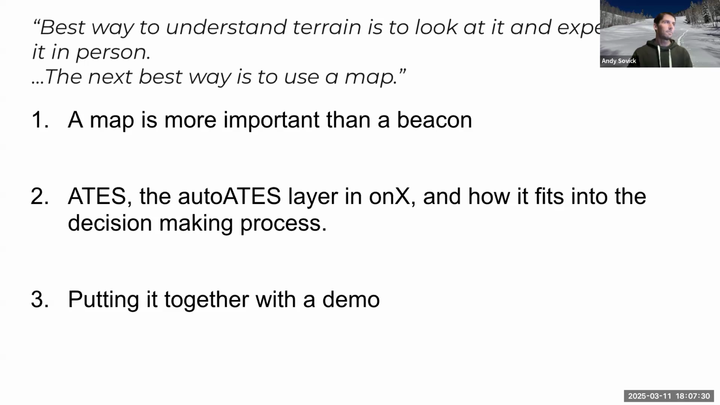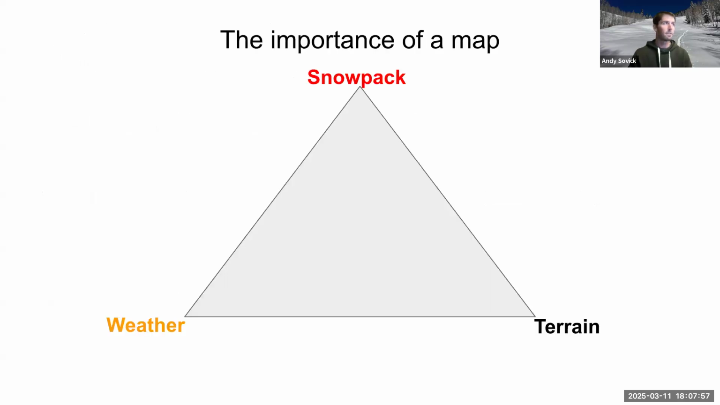What I'll be talking about is we'll do three things in this presentation. I'm going to make a case that a map is actually more important than a beacon, and sometimes isn't seen that way. I'm going to talk about ATES, the autoATES layer, which is what we use at OnX, how it fits into the decision-making process. And then I'm going to put it together with a demo of how I use the ATES layer in my own decision-making as a backcountry skier.